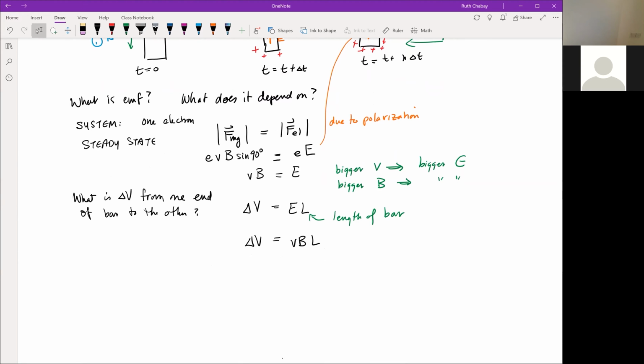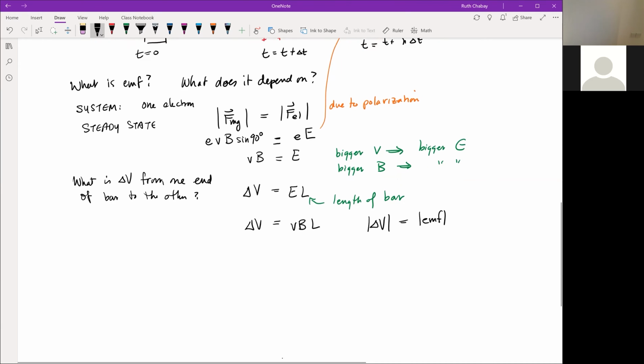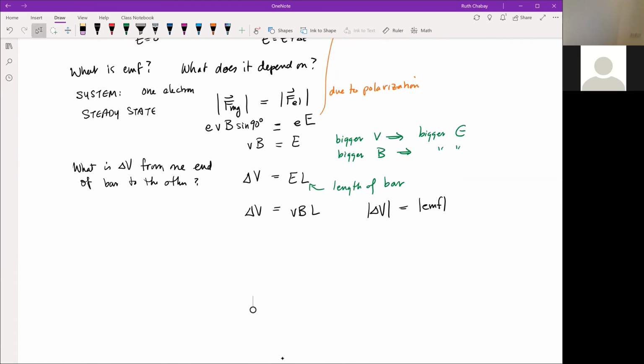Now we know that in a battery, the magnitude of the potential difference is equal to the absolute value of the EMF. So that should give us the EMF of this battery we've created. So the EMF of the battery, the polarized bar, is equal to vBL.